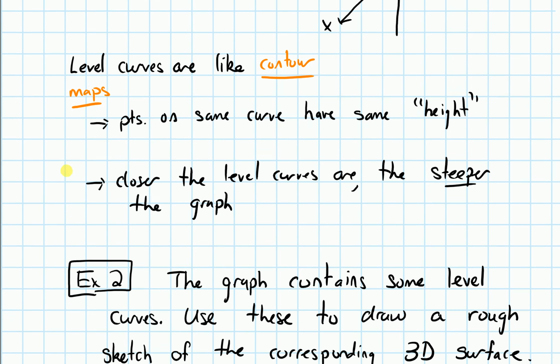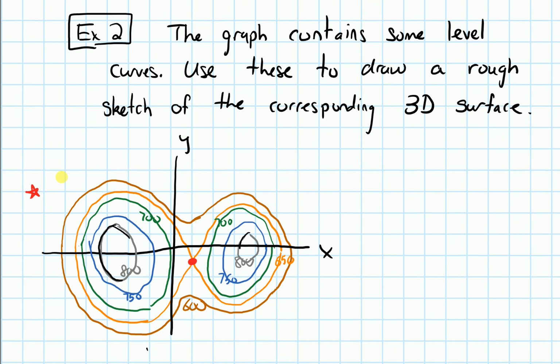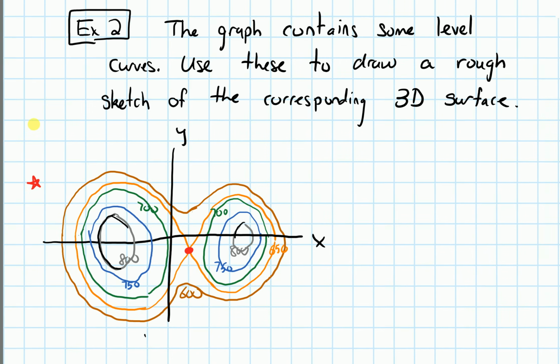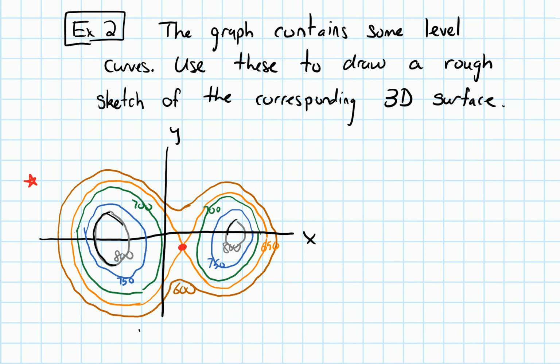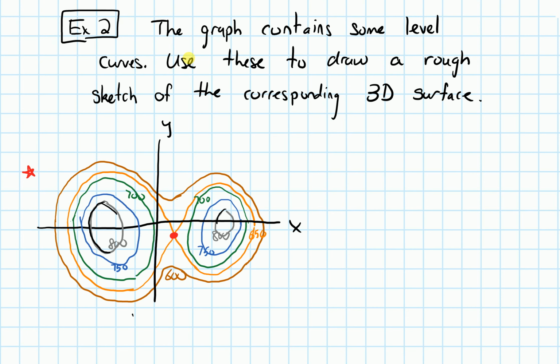All right, so let's look at another example. So let's do a more complicated level curve, an example where I try to use the level curves to draw the 3D picture. So this graph contains some level curves, and I want to draw a rough sketch of the corresponding 3D surface. This one looks more like a contour map if you've seen contour maps. But I have some level curves, so there's a couple of level curves here that correspond to a height of 800, and then the other level curves kind of go down at increments of 50. So there's one at 750 on both sides, sort of here. One at 700, the orange one at 650, and this outer one is at 600.